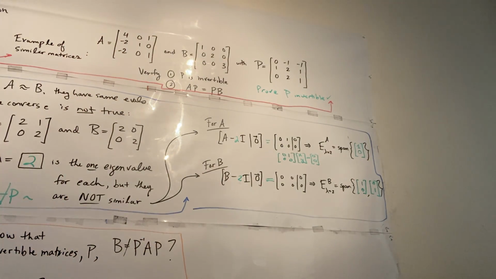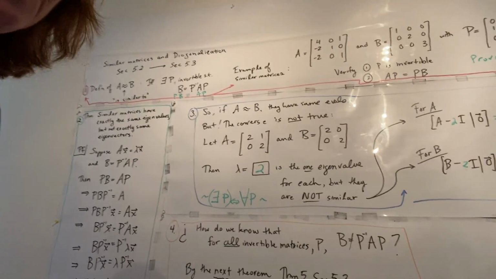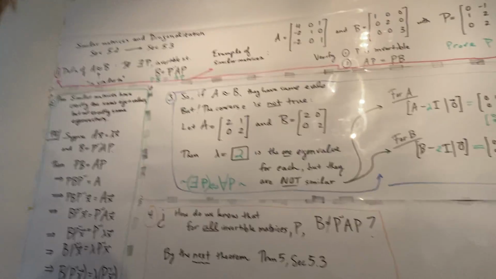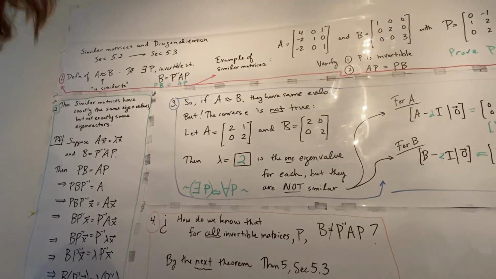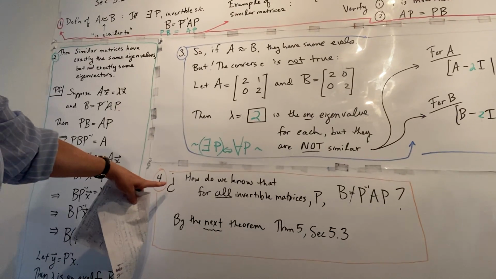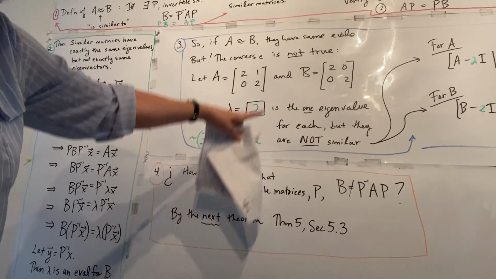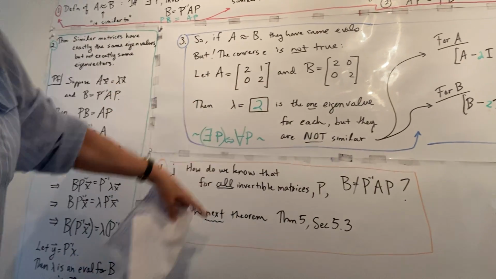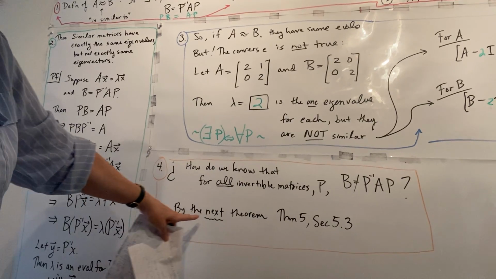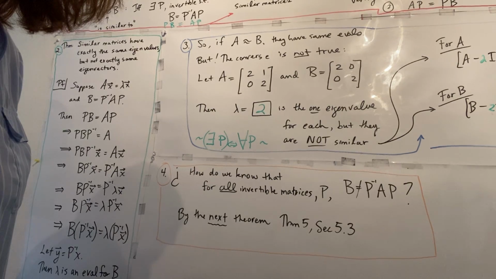All right. So that difference is going to be key for how we're going to be able to, I haven't done it yet, but we are going to be able to prove this statement that for all invertible matrices P, it is not the case that B could ever be equal to P inverse AP. And that's by using Theorem 5 in section 5.3. That will be the topic of my next video.